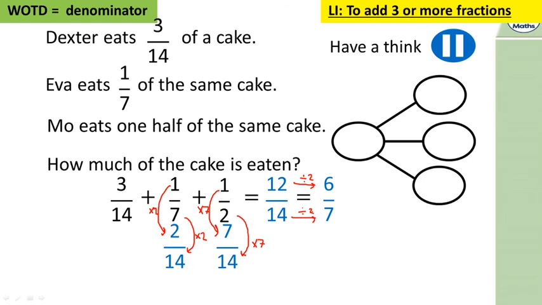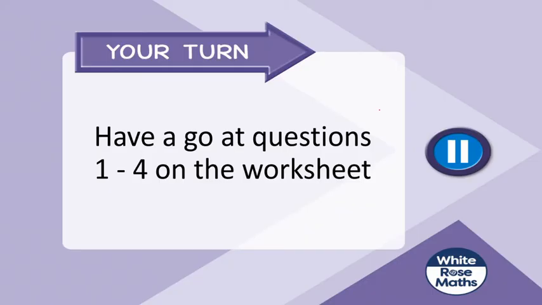Okay, and then this is just showing it as a part whole model, which we won't really use very often, but I'm just going to show it to you. So 6/7 is the answer, and we know that if you add those 3 fractions that we started with together, you'll get 6/7. Okay, this is a good time to pause and have a go at questions 1 to 4 on the worksheets. And then I'm going to continue going through another question.